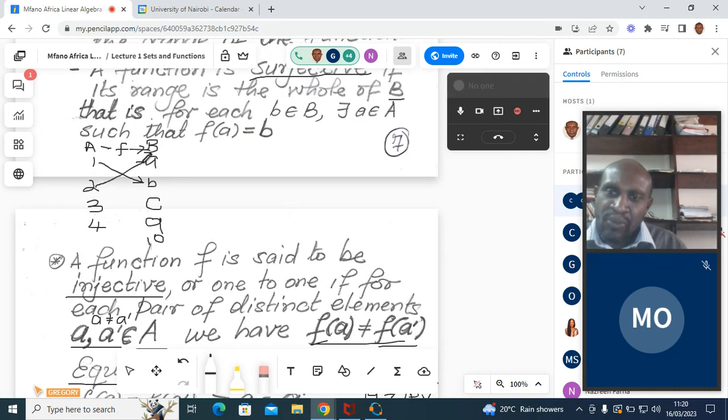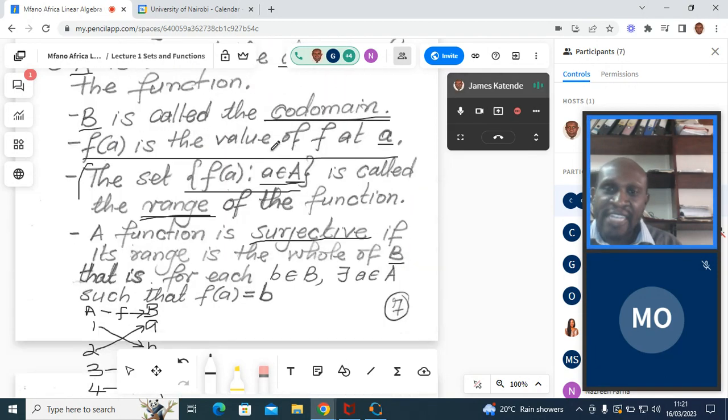Like that. So this is an example of a one-to-one function or an injective function. What this means is, if I assign 1 to B, I cannot assign any other element in the domain to B again. That's what we mean by one-to-one.